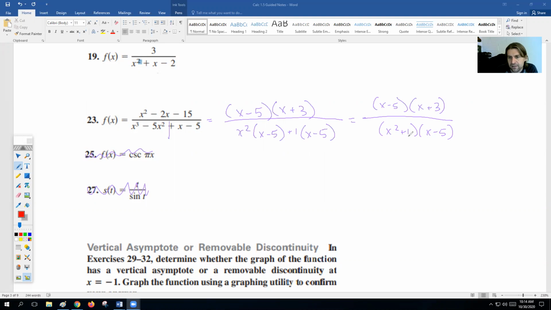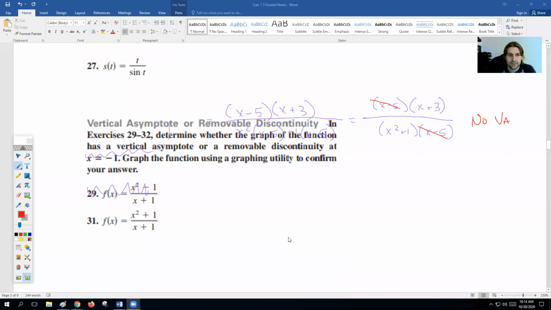And then here, could we ever make this equal to 0? x squared plus 1? No. Now, if this was x squared minus 1, we would have discontinuous points at -1 and +1, but it's not. It's x squared plus 1. So if we look at our discontinuous points, 5 would be the only point that wouldn't work, and that actually gets removed. So there are no vertical asymptotes.